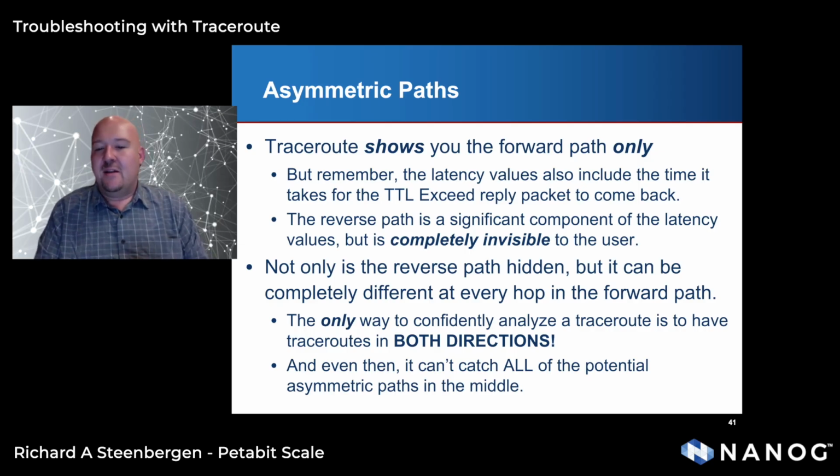So not only is this path hidden, but there's no guarantee that it is the same path as the forward path. And in fact, in a lot of major networks, it's pretty much a guarantee that it's not going to be the same path. So the only way to confidently analyze a traceroute is to have traceroutes in both directions. And even then, you can't catch all of the asymmetric paths that are out there, but that does a really good job of eliminating the first level of just blatant, bad, misinterpreted things.